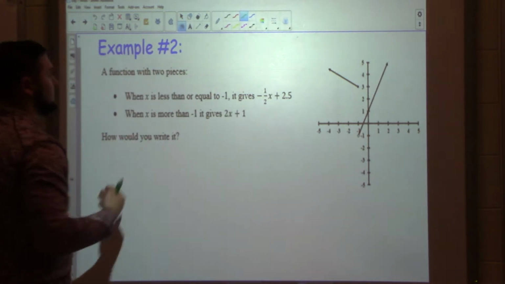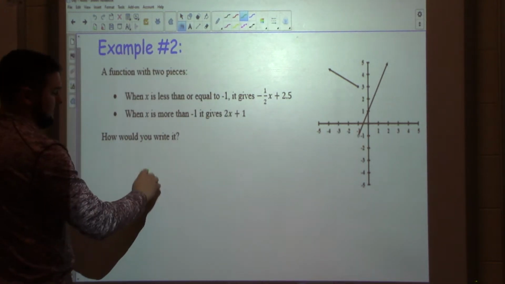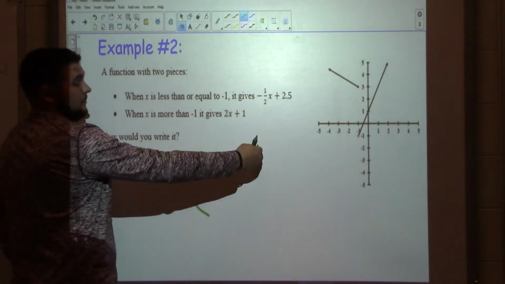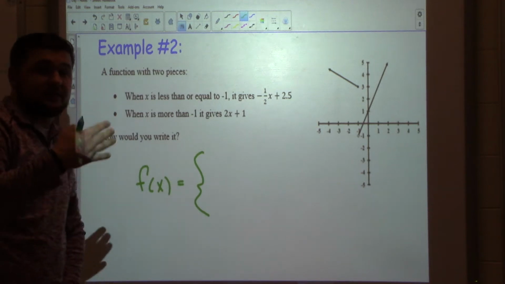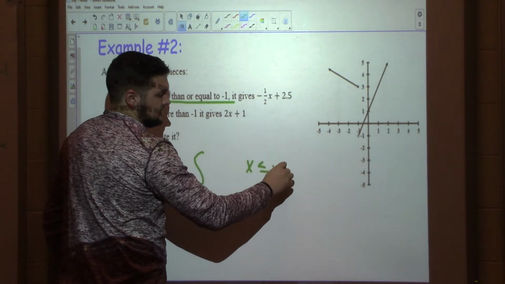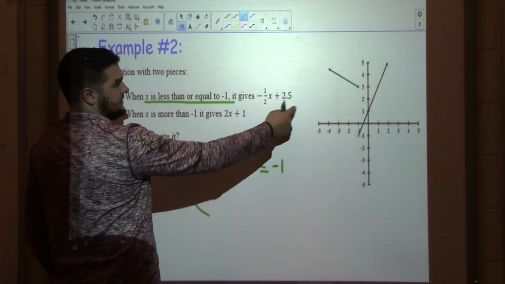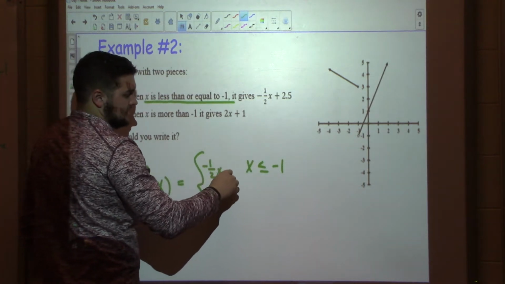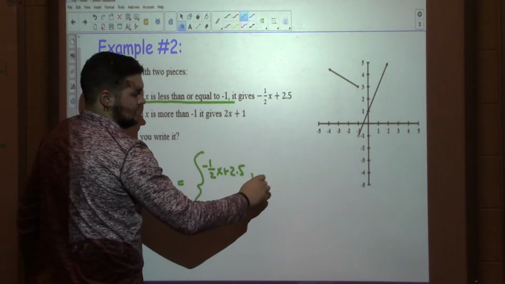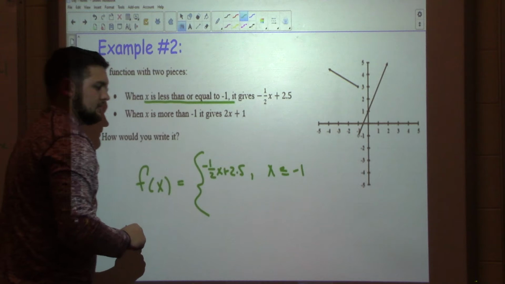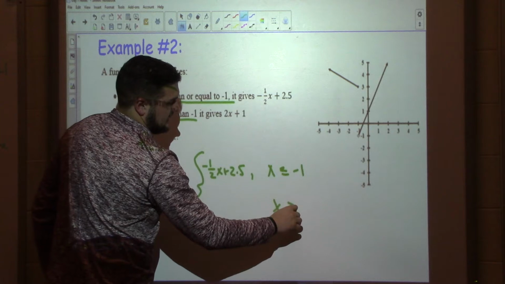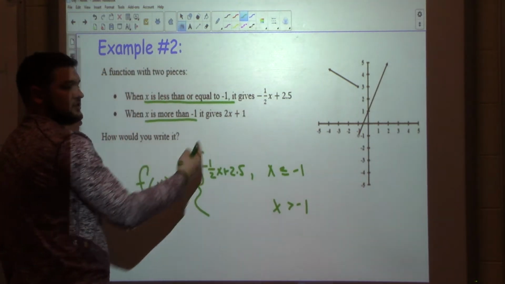So if I go here to write my piecewise function, I'm going to write f of x equals, a nice little symbol here, and I'm going to write out both of my functions based off of the criteria, right? When x is less than or equal to -1, I'm going to get the function -1/2 x plus 2.5. Make sure you give yourself enough room, unlike me. X is less than or equal to -1. If x is greater than -1, it gives 2x plus 1.